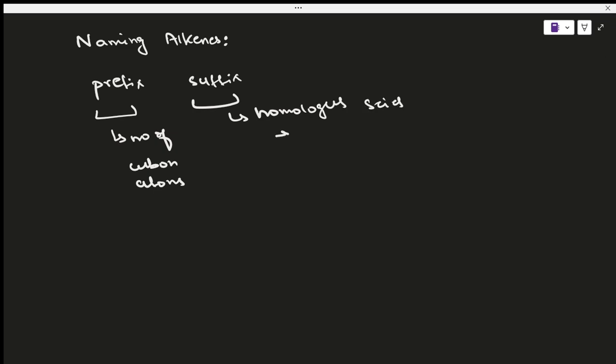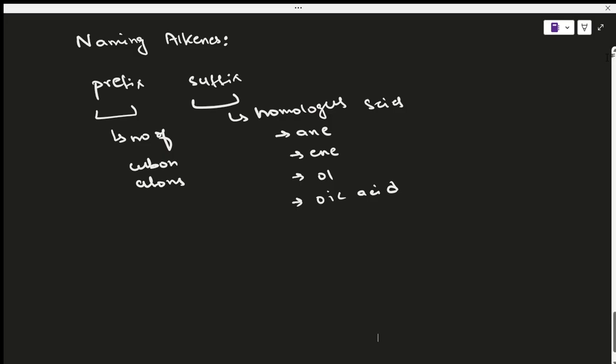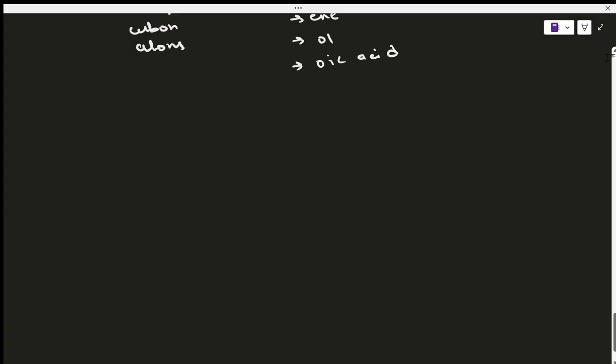So that can be ene, that's for alkene, it can be ol, which is alcohol, and it can also be oic acid, which is carboxylic acid. Okay, so if I were to draw a few structures, let's say we talk about something like this molecule.